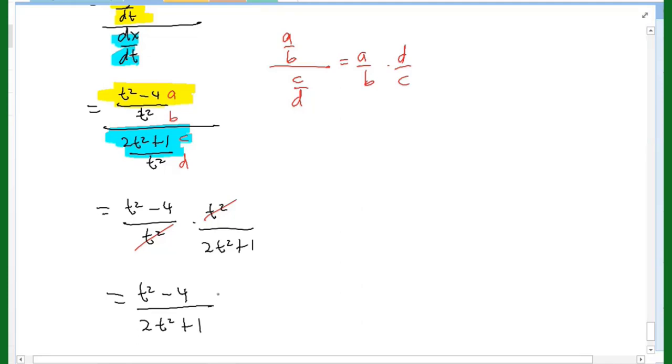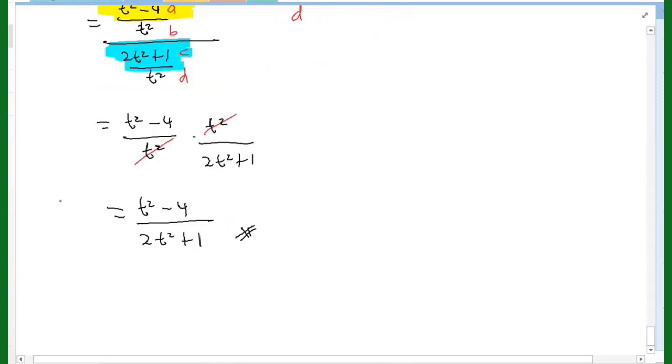Okay, and then find dy dx in terms of t. This is the answer. Dy dx in terms of t. Okay, 15a. Okay, then and evaluate at point 1, 5. This one dah settle. Dy dx. Now we're going to find dy dx at the point 1, 5.